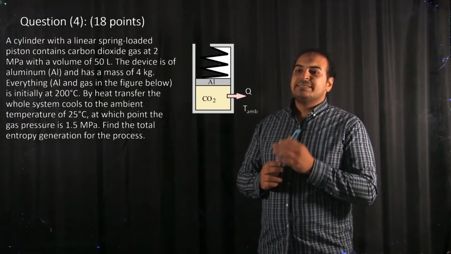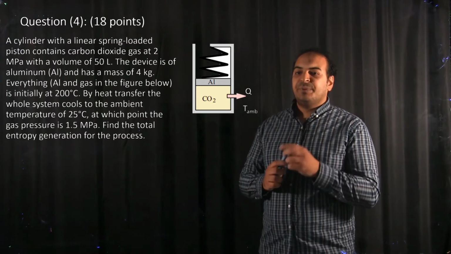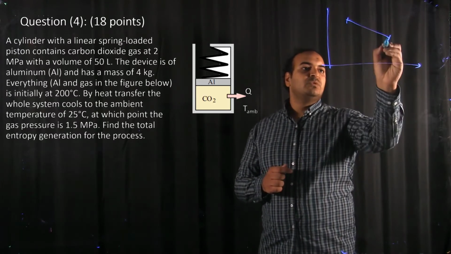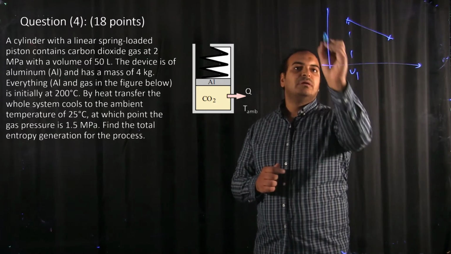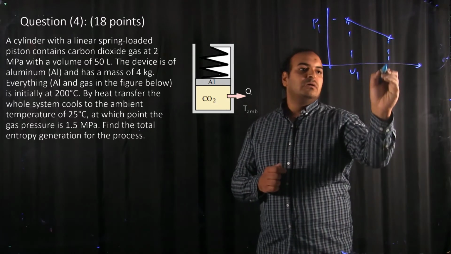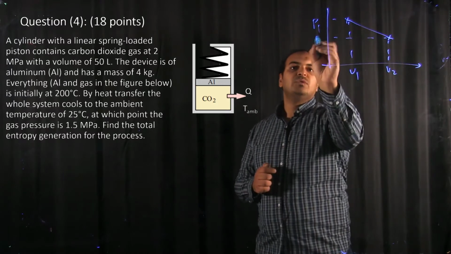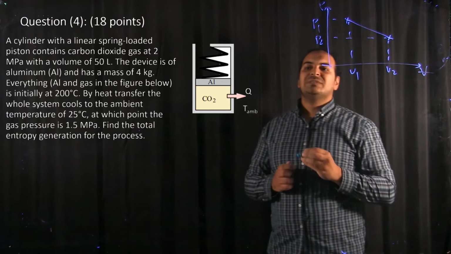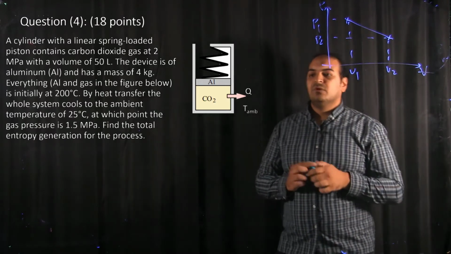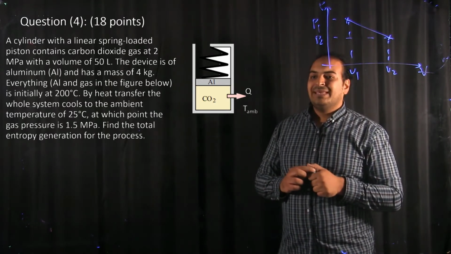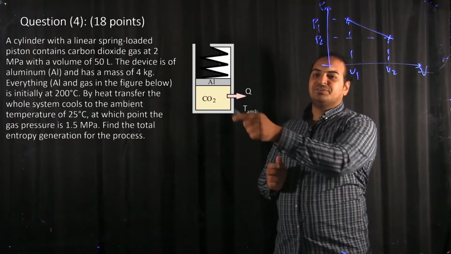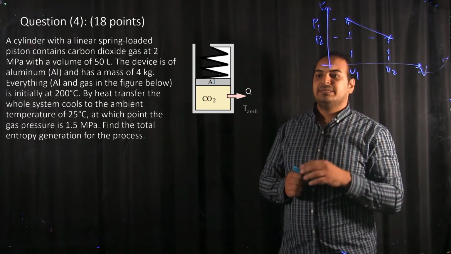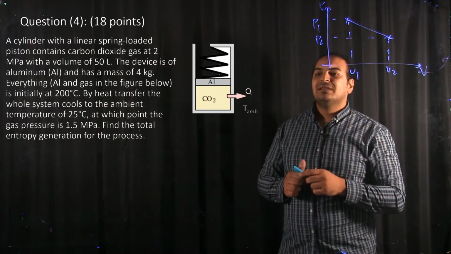Problem number 4 was a cylinder with a linear spring. Linear spring means when you plot the PV diagram, let's say this is P1, this is P2, V1, V2, it's linear. So this is called a linear spring-loaded piston cylinder, which contains carbon dioxide. So we have here trapped carbon dioxide in the yellow. Gas. I can compress it, expand it easily. That's a gas, we can use the ideal gas law here.